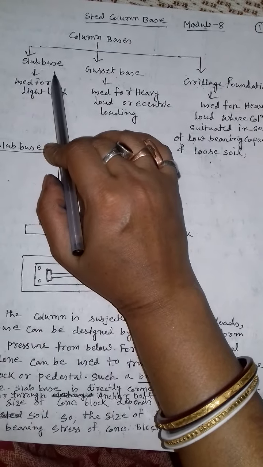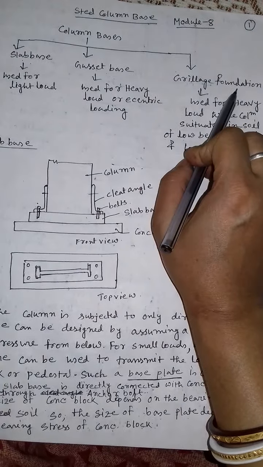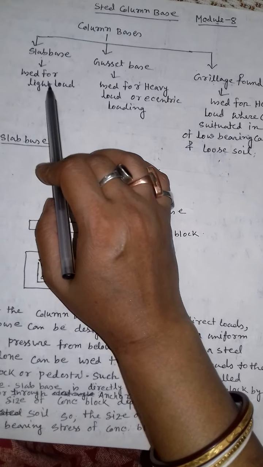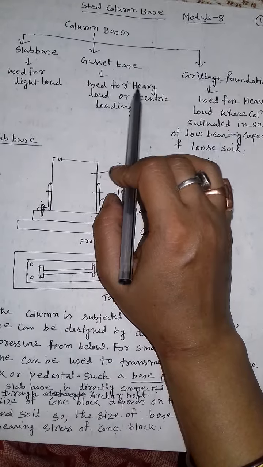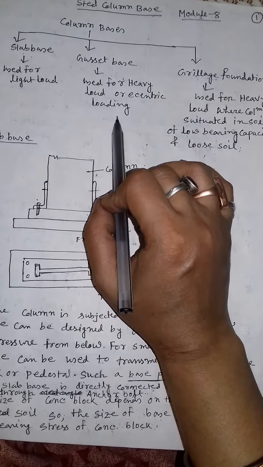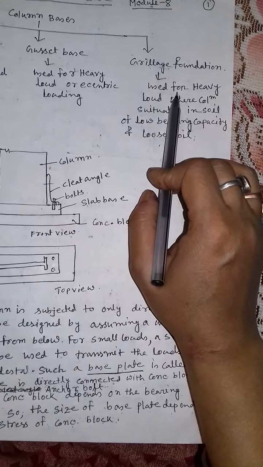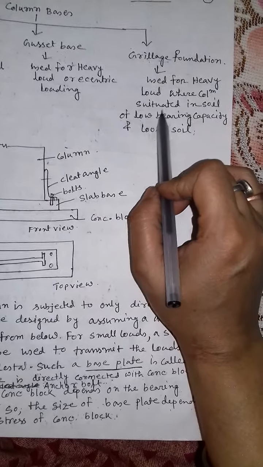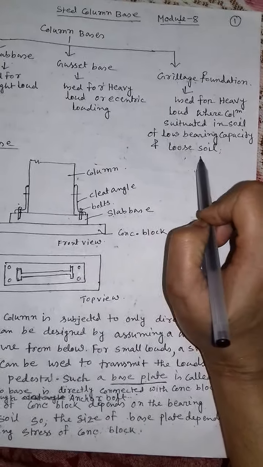There are three types of column bases. The first is the slab base, the second is the gusseted base, and the third is the grillage foundation. The slab base is used when the load from the column is light, and the gusseted base is used when the load from the column is heavy or eccentric. The grillage foundation is used when the load from the column is heavy and the column is situated in soil of low bearing capacity or loose soil.